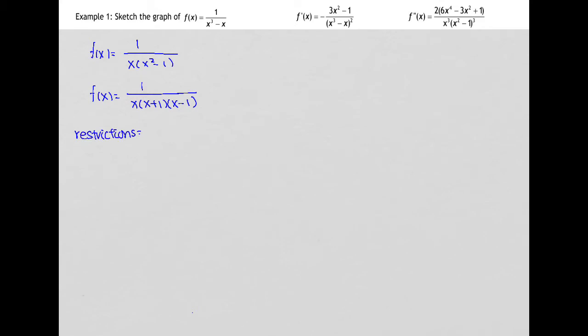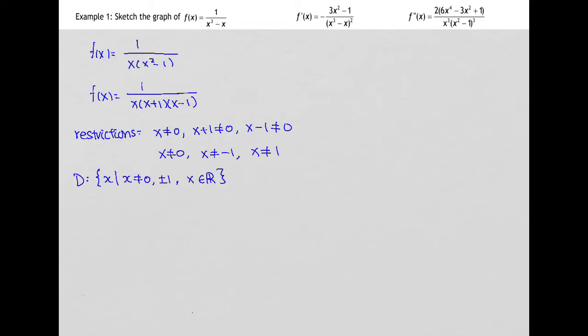So we are going to write x cannot be 0, x plus 1 cannot be 0, x minus 1 cannot be 0. Then we can further simplify it to be x cannot be 0, x cannot be negative 1, and x cannot be 1. So now we can write our domain. Our domain is the set of real numbers. However, x cannot be 0 or positive or negative 1. And there is more than one way to write the domain. You can write the set first, so x in the reals, such that x cannot be 0 or positive or negative 1.